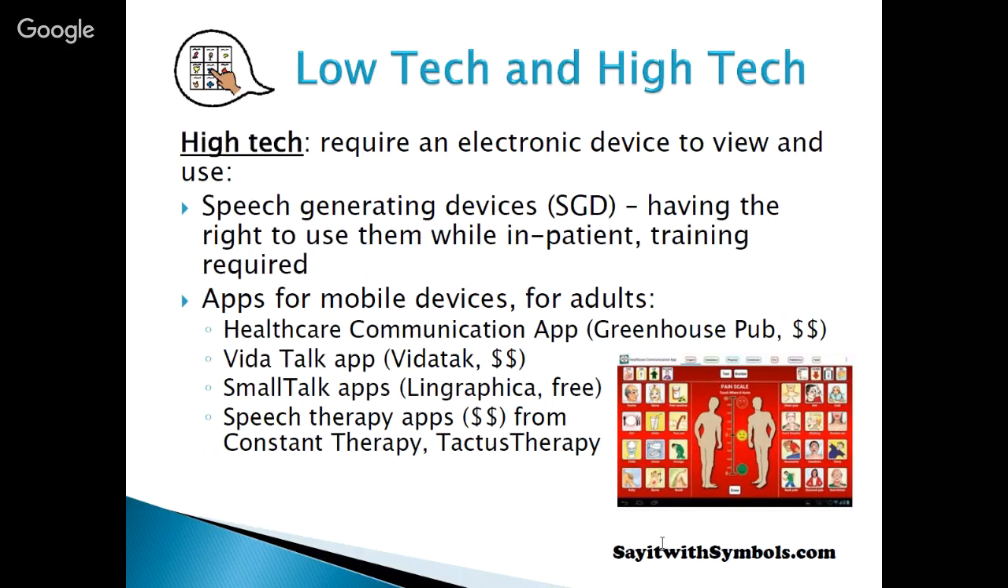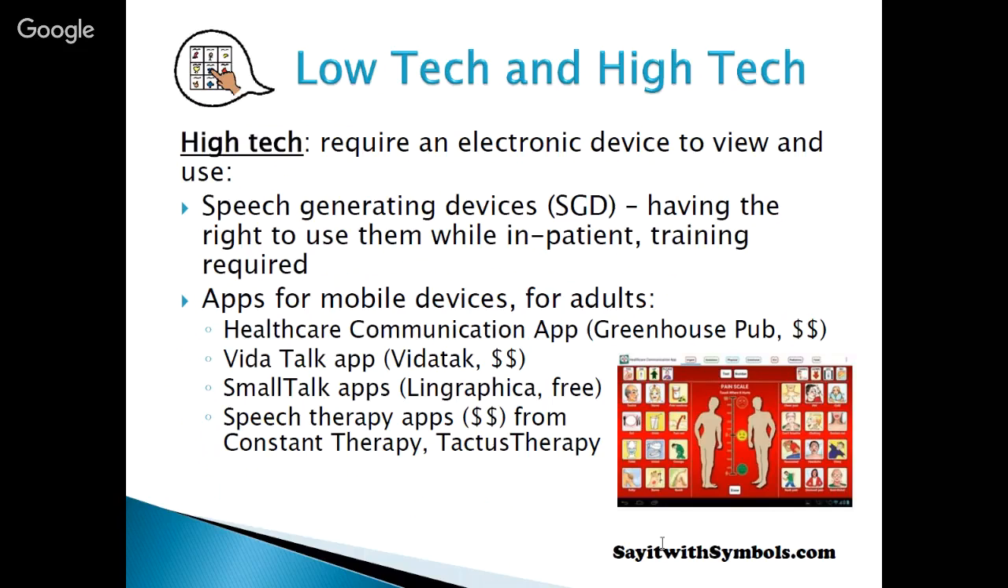Apps for mobile devices are becoming increasingly popular. So there are a selection of apps that work well on iPhones, phones or tablets. Some of the more familiar ones you may be familiar with are the Healthcare Communication app by Greenhouse Publishing, VitaTalk from the VitaTech people, Small Talk apps from Lingraphica.